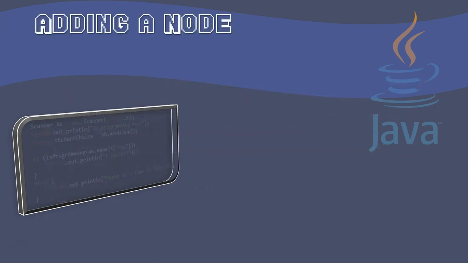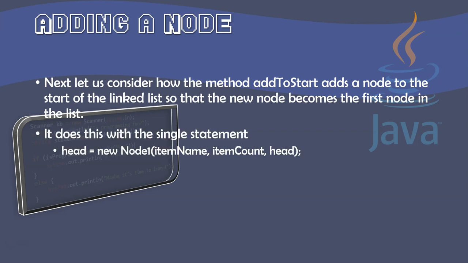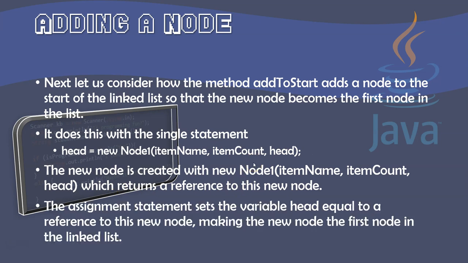Now we want to add a node, because obviously adding data into our linked list is important. It's a method called add2start, which is going to add a node to the start of the linked list so that the new node becomes the first node in the list. And we just do that with a single statement: head equals new node 1, and then item name, item count, and then comma head. And the new node is then created with the new node item name, item count, head, which is a reference to that new node. The assignment statement sets the variable head equal to a reference to this new node, making the new node the first node in the linked list.